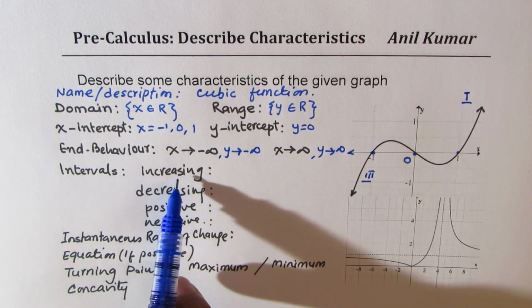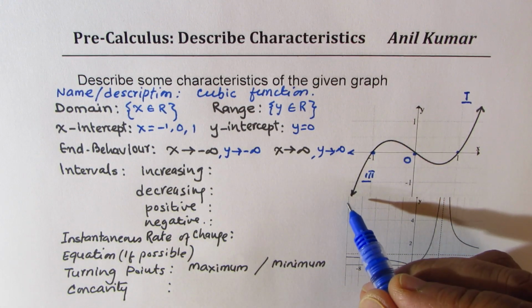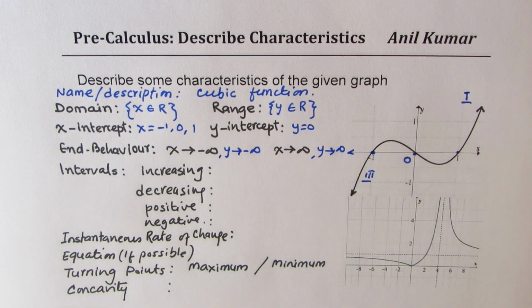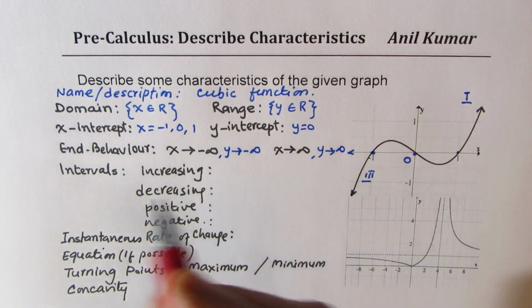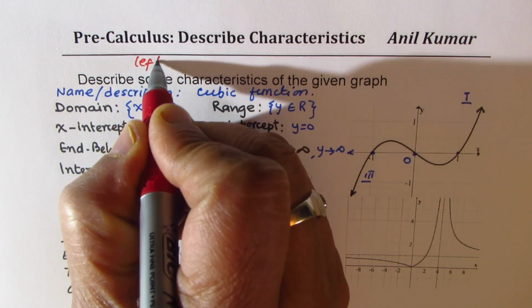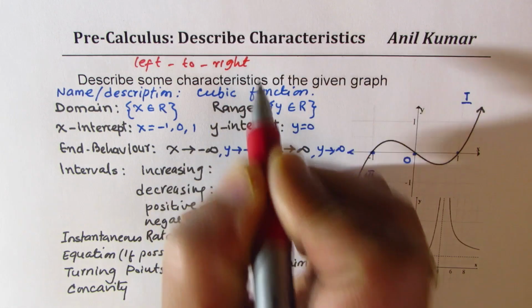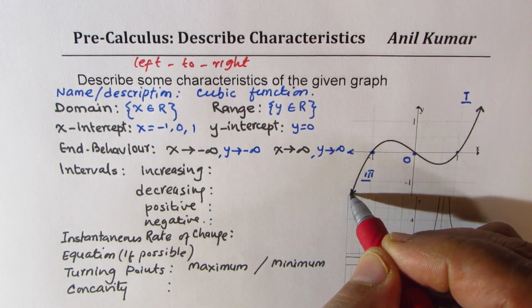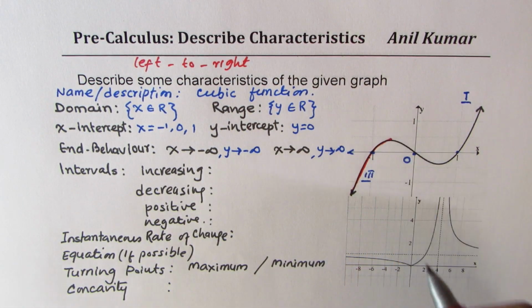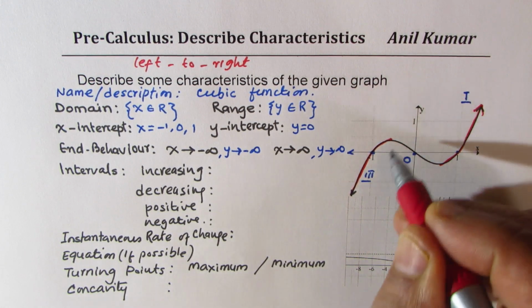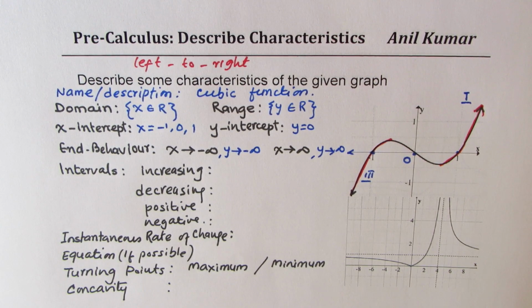Now, intervals of increasing, as you can see, it increases. We have to see the graph from left to right. Remember that. So whenever you are describing a graph, always look from left to right. So if you see from here, it increases. Up to this point, decreases and then again increases. So these are the intervals of increasing.